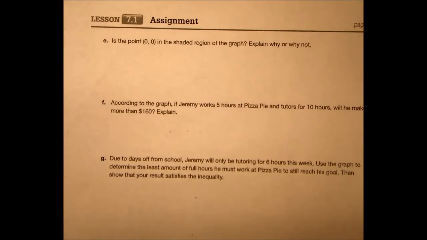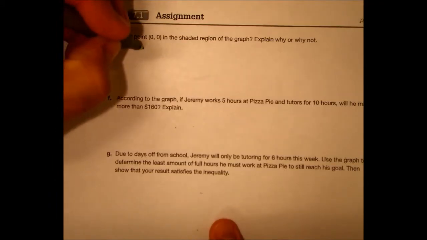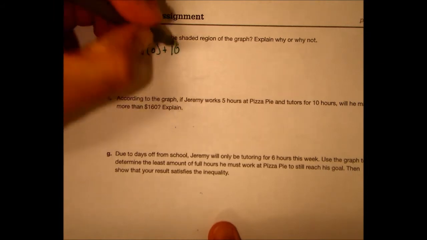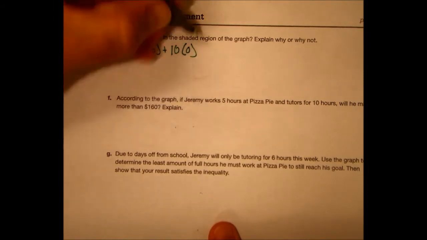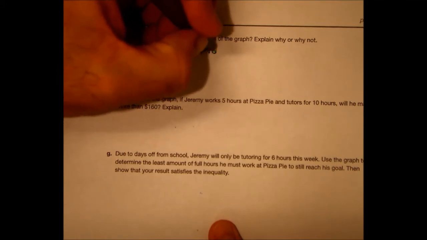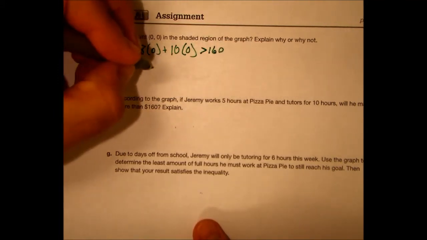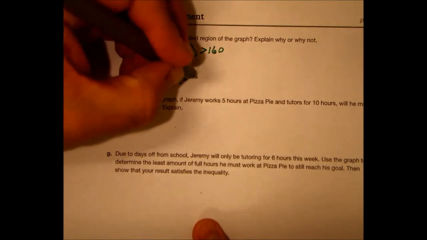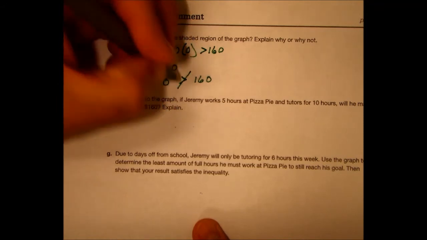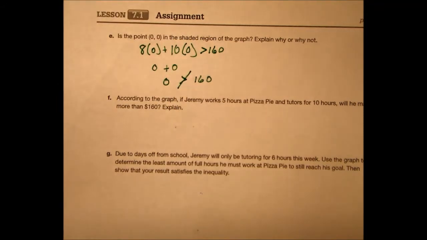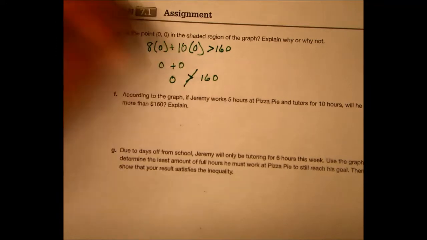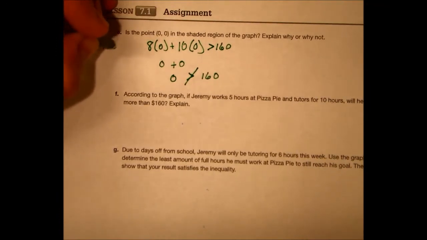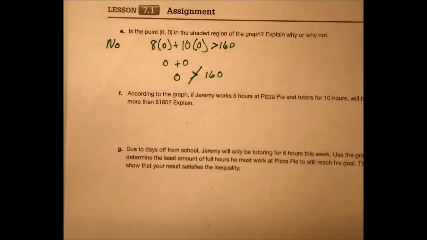And the reason being, and I show it, because when I put 8 times 0 plus 10 times 0 is greater than 160, I get 0 plus 0, which is 0 is greater than 160, and that is not true. Okay? And this would be good enough for an explanation. So my answer would be no. And there's my reason why.